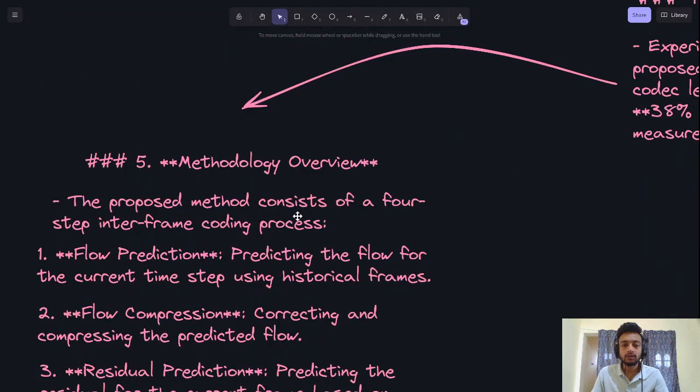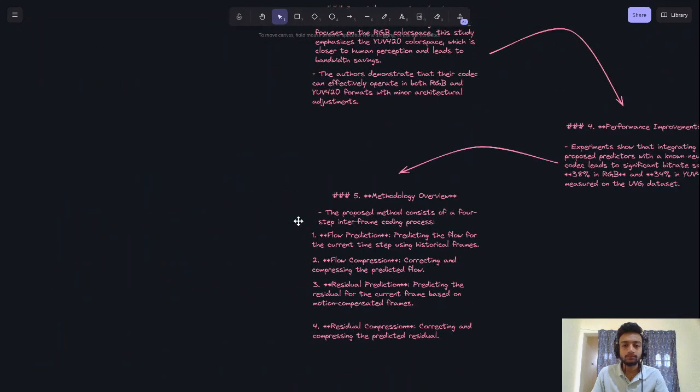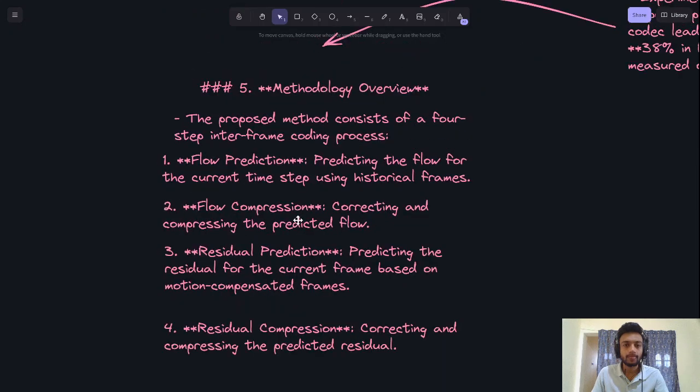So now we'll quickly move on to the methodology overview. The method consists of four interframe coding process steps. What do we mean by the interframe coding process? As we discussed, this research is all about the neighboring frames and considering the RGB of the frame. So the first is flow prediction: how the frames are flowing, predicting the flow for the current time step using historical frames. Historical frames are nothing but the neighboring or previous frames which we are considering.